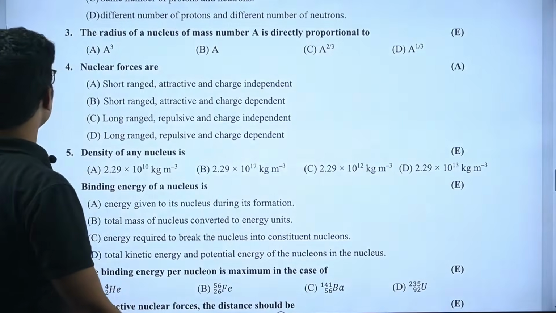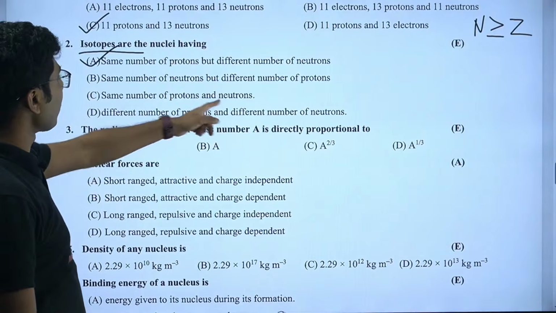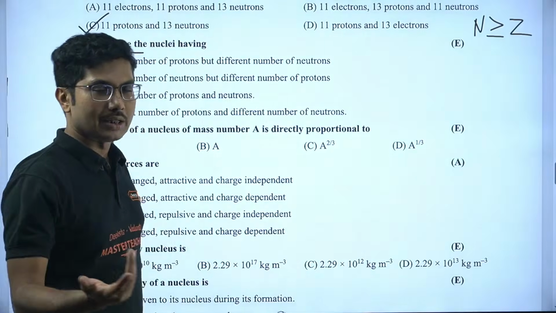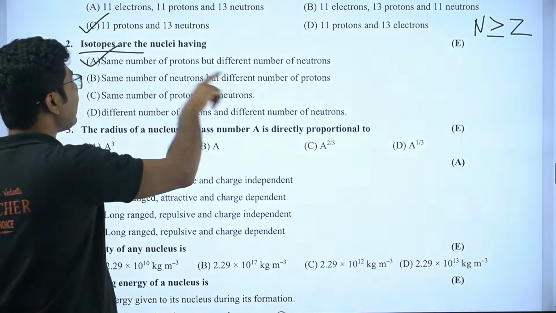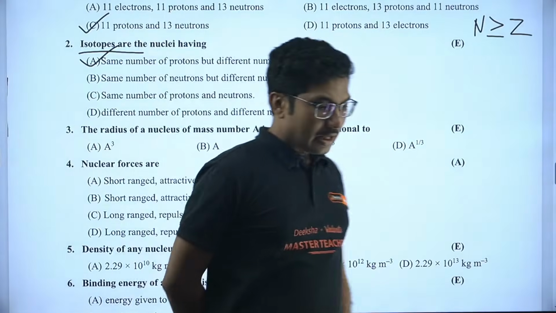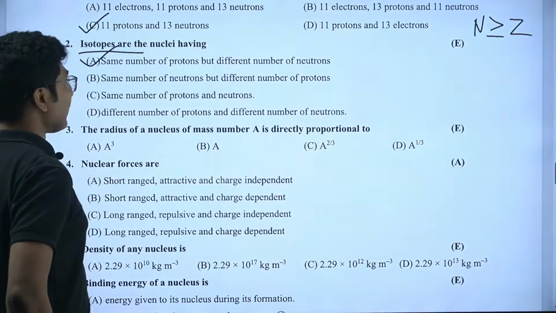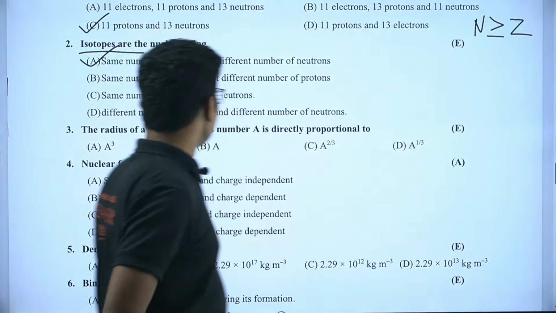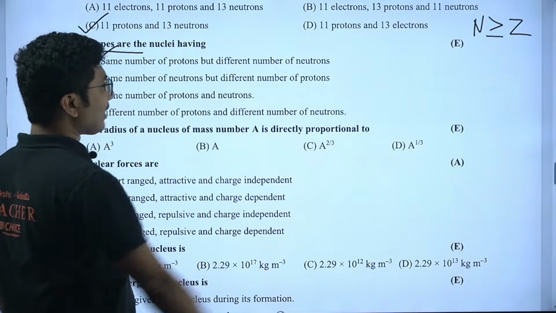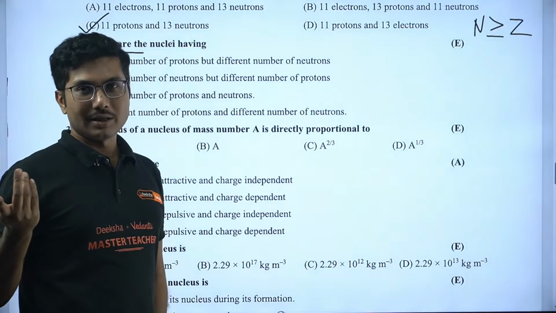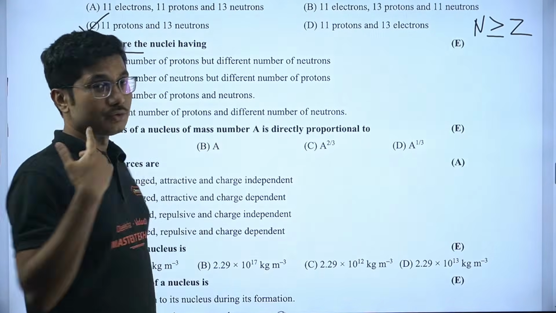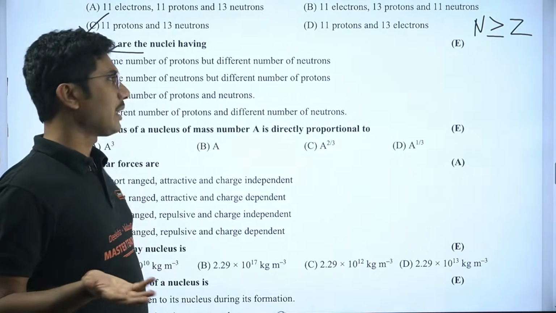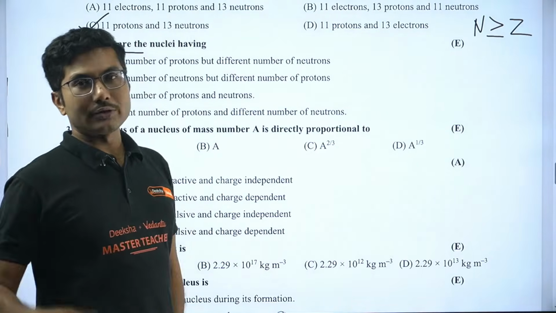No, Pooja, 2C is same number of protons and neutrons, they are not isotopes. Same number of protons and neutrons, they are the same nuclei, so they cannot be isotopes. Isotope means same number of protons but different number of neutrons. 2B is also incorrect, Nagaraj. Same number of neutrons and different number of protons, that is not isobars, that will be isotones. Isobar means same mass number. Same neutron number, isotones.